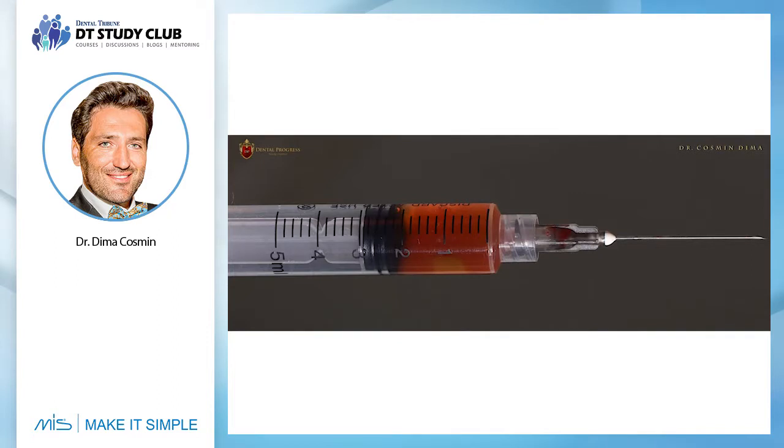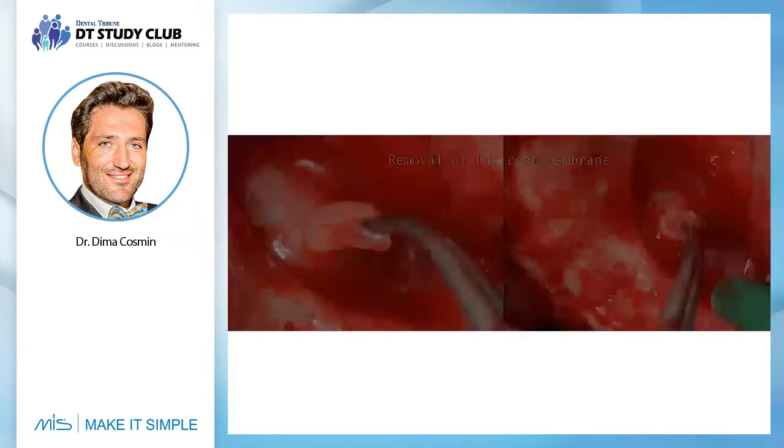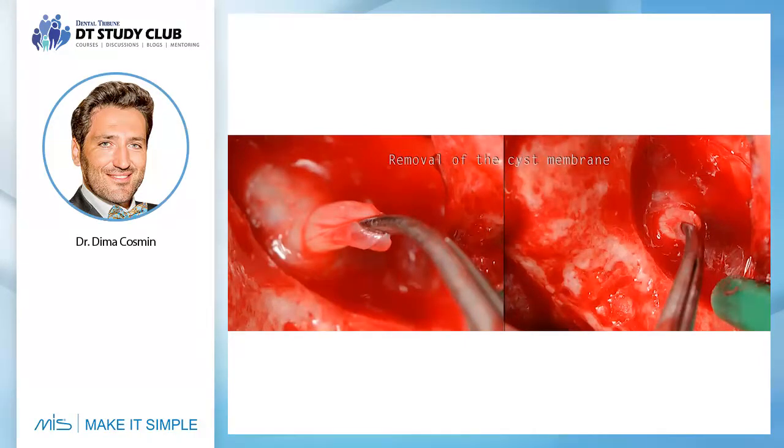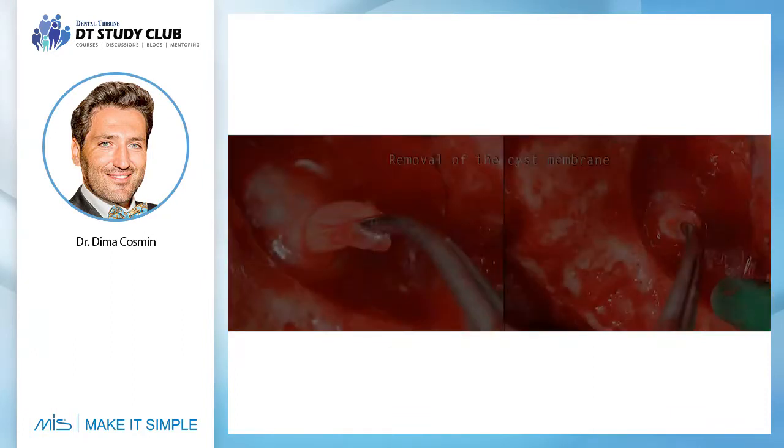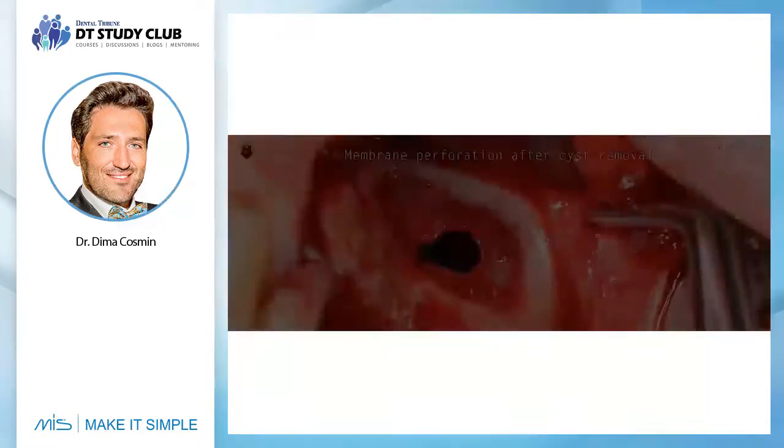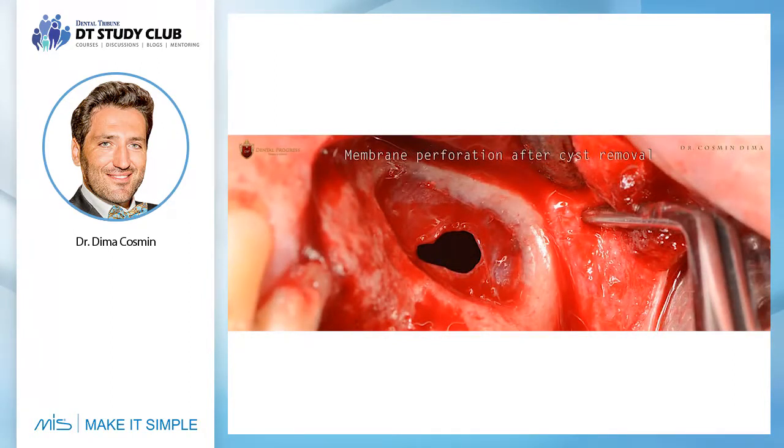So you can see the fluid from the cyst aspirated with a syringe, and then with this instrument we just try to remove it very, very gently. And you'll see on the movie that after you pull it out a little bit, you try to keep it from contact with the Schneiderian membrane, and then pull it out again 1-2 millimeters, and again until you take it out completely. So you can see here the perforation after the cyst removal.